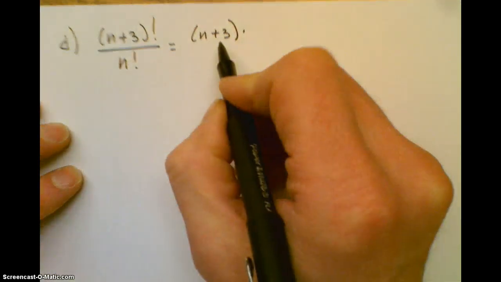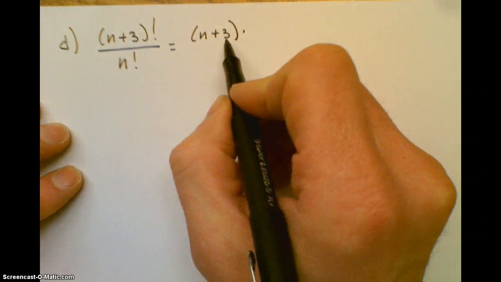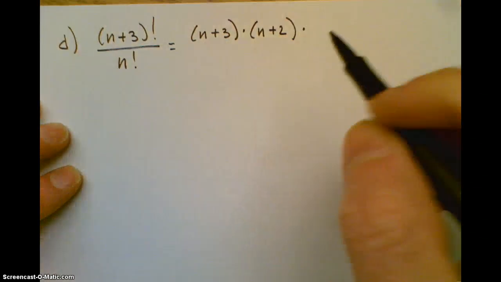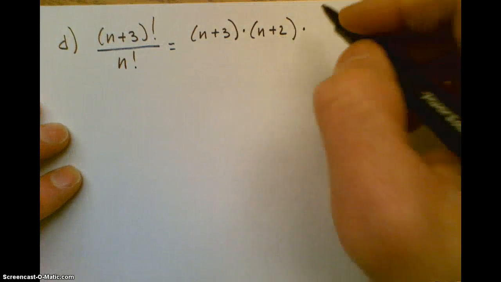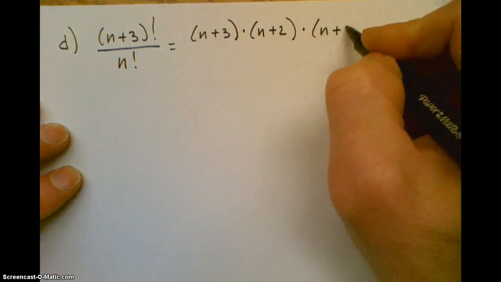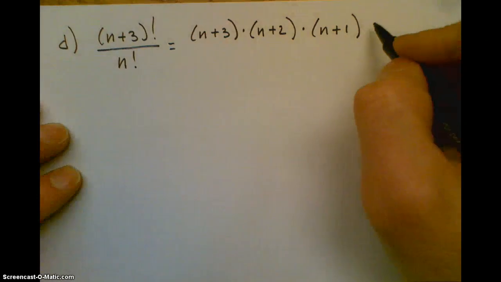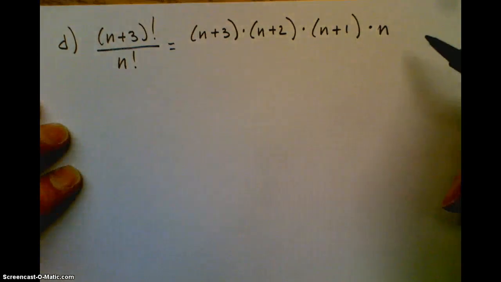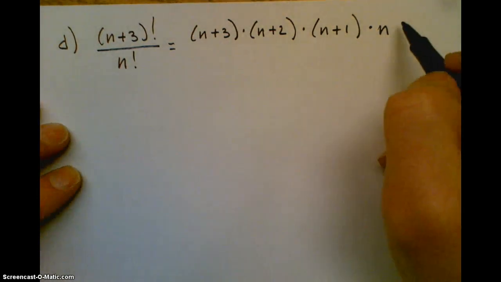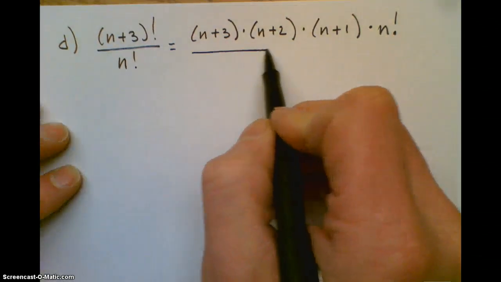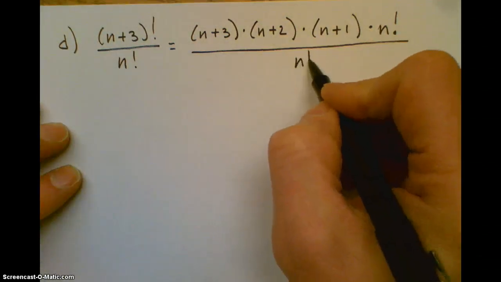Now I have to subtract 1 from this, so n plus 3 minus 1 is going to be n plus 2. And then n plus 2 minus 1 is n plus 1. And then n plus 1 minus 1 is going to be times n. And then I'm going to keep multiplying this until I get all the way down to 1, so that essentially is n factorial. And then in the denominator, I also have n factorial.